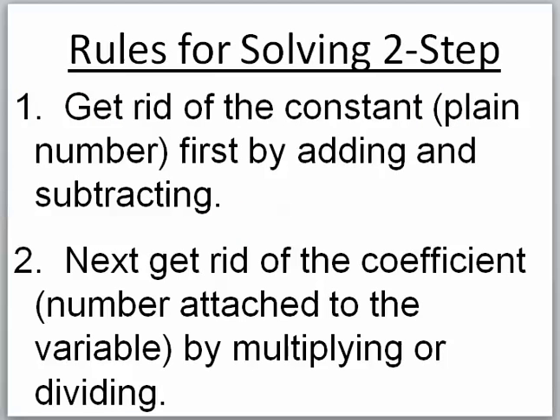Alright. Here are some rules for solving two-step equations. First thing we need to do is get rid of the constant, or the plain number, by adding and subtracting. Then we get rid of the coefficient, which is the number next to the variable, by multiplying or dividing. Make sure you write those steps down in your notes.